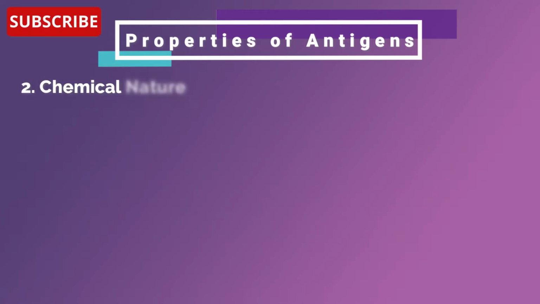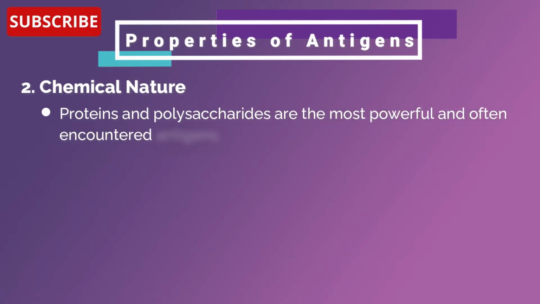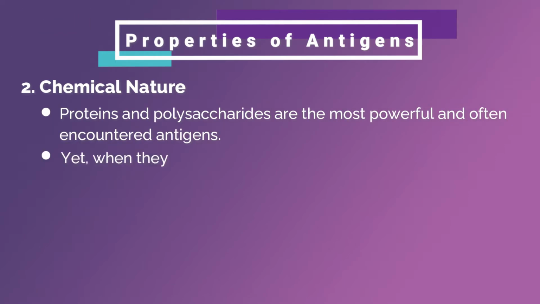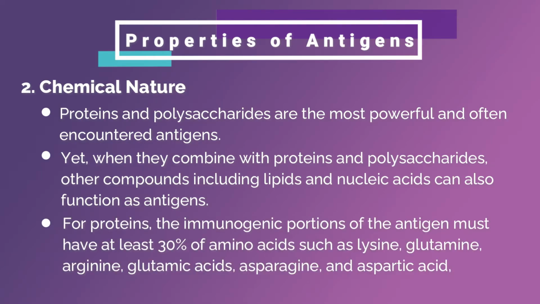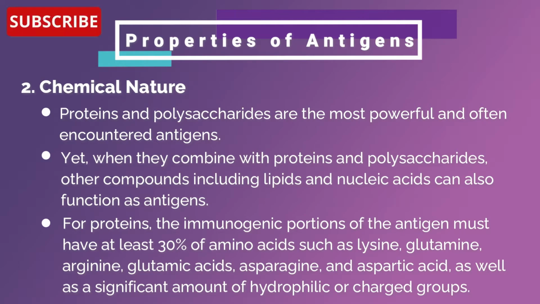Number 2. Chemical nature. Proteins and polysaccharides are the most powerful and often encountered antigens. Yet when they combine with proteins and polysaccharides, other compounds including lipids and nucleic acids can also function as antigens. For proteins, the immunogenic portion of an antigen must have at least 30% of amino acids such as lysine, glutamine, arginine, glutamic acid, asparagine and aspartic acid, as well as a significant amount of hydrophilic or charged groups.